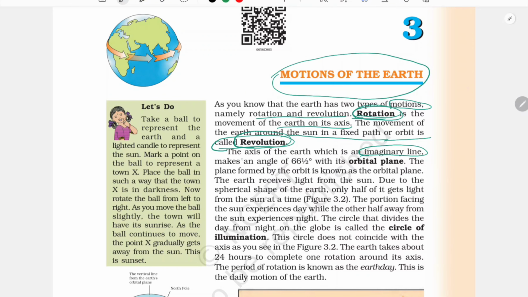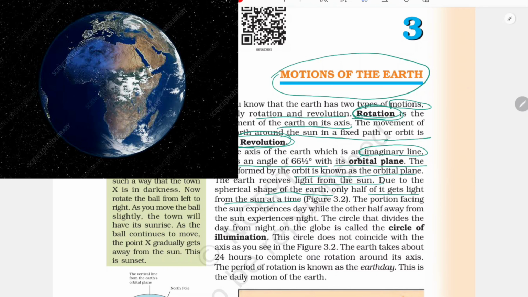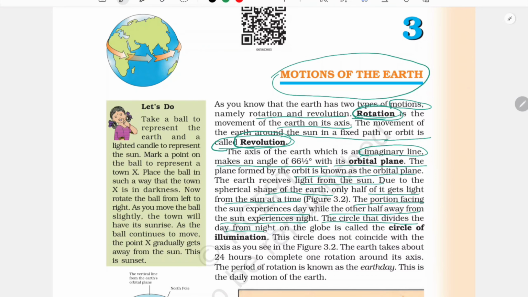The axis of the earth, which is an imaginary line, makes an angle of 66.5 degrees with its orbital plane. The plane formed by the orbit is known as the orbital plane. The earth receives light from the sun. Due to the spherical shape of the earth, only half of it gets light from the sun at a time. The portion facing the sun experiences day, while the other half away from the sun experiences night. The circle that divides day from night on the globe is called the circle of illumination.